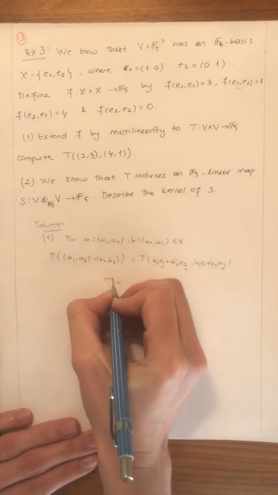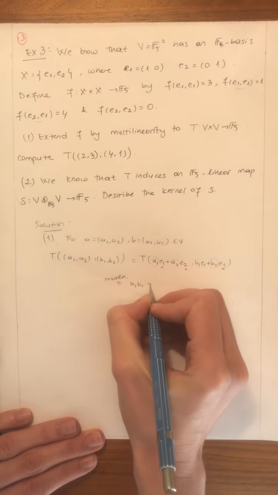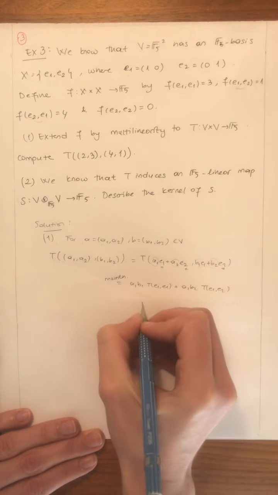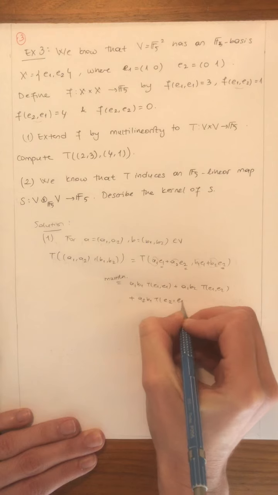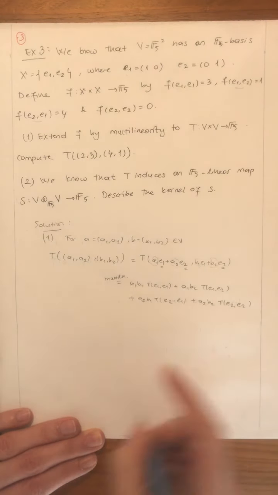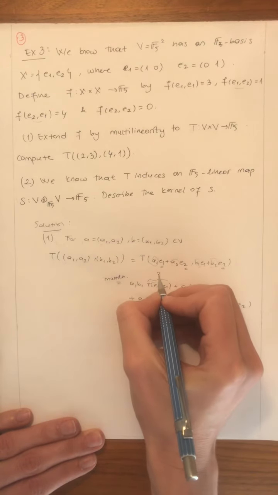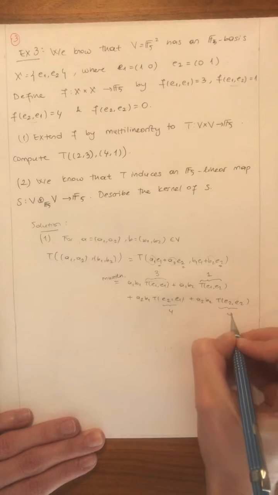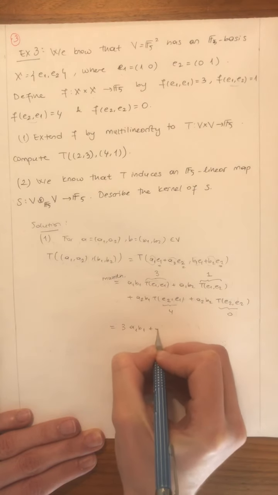And as a next step, we apply the multilinearity definition. This gives us a1 b1 T(e1, e1) plus a1 b2 T(e1, e2) plus a2 b1 T(e2, e1) plus a2 b2 T(e2, e2). And here, we know that these images are determined by F. We only plug in the given values. This is 1, this is 4, and this is 0. And we see that actually this multilinear map is determined by this equation.